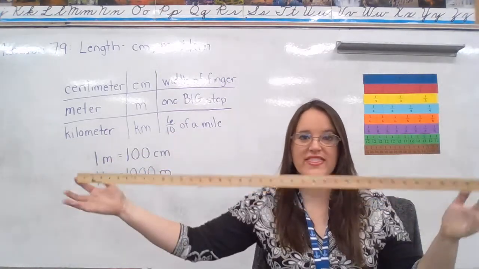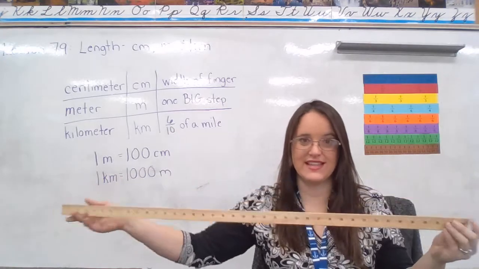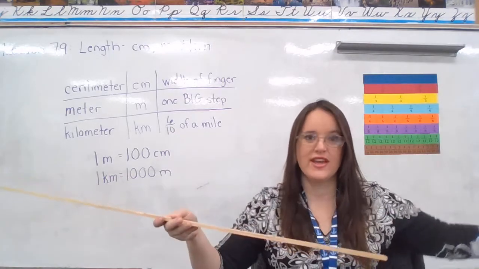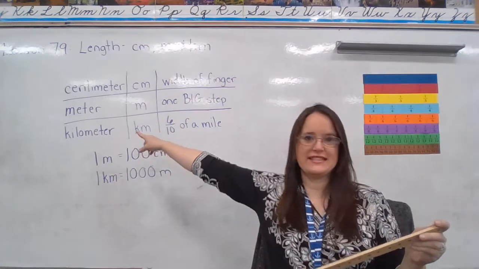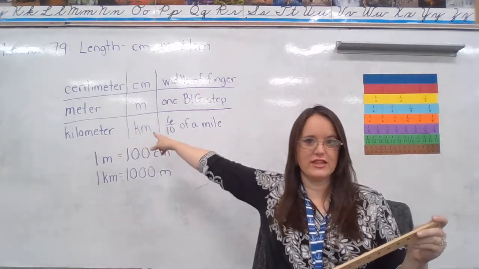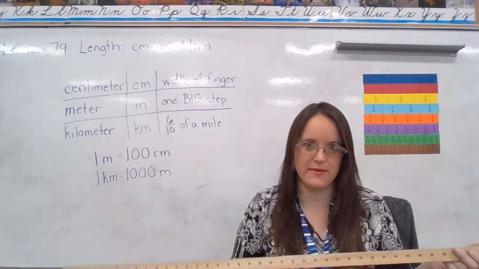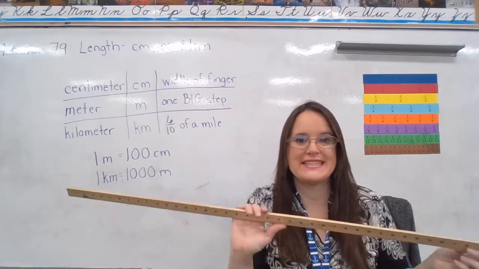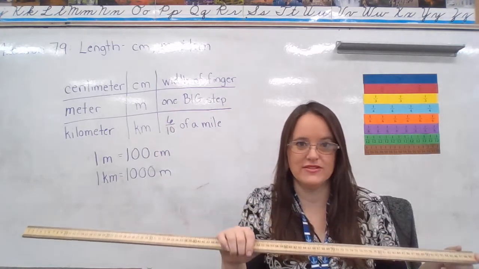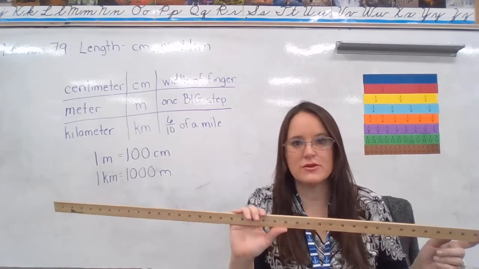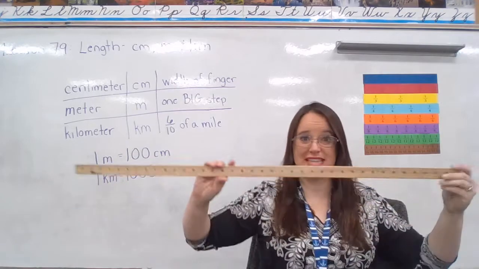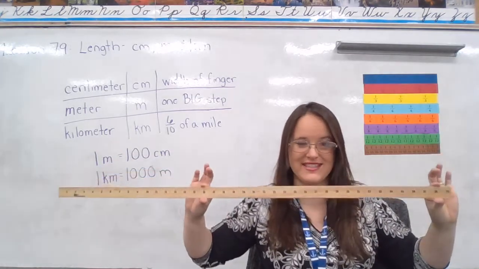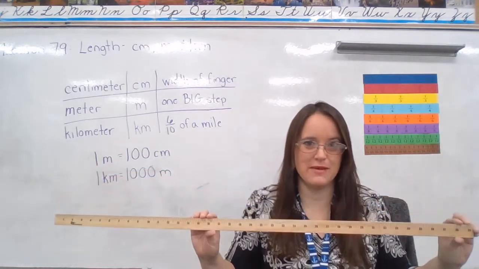And if I had 1,000 of these that I sat edge to edge, they would stretch for a kilometer, which is the last name on here. Our abbreviation for kilometer is km, and a kilometer is 6/10 of a mile. So 6/10 is just a little bit more than half of a mile. It's not something I can show you on my screen because it would take 1,000 of these to line up and show you a kilometer.